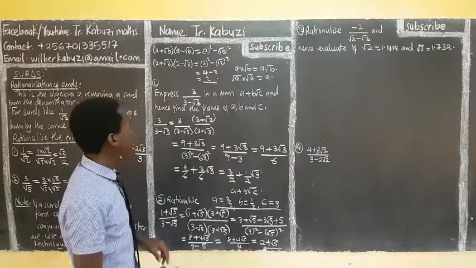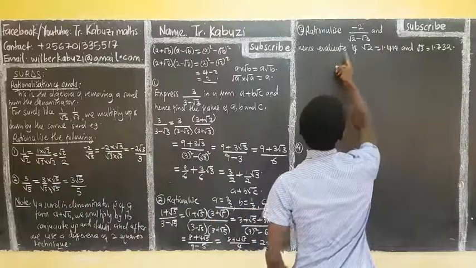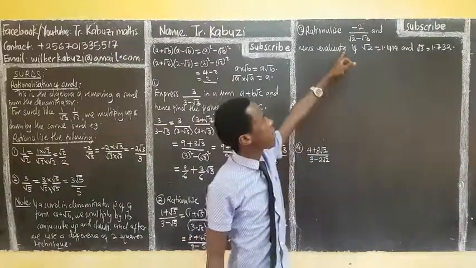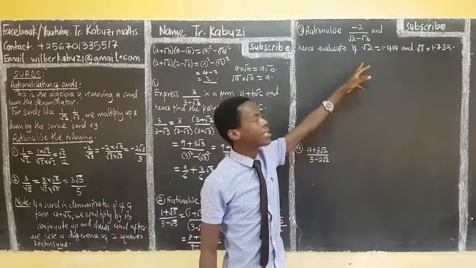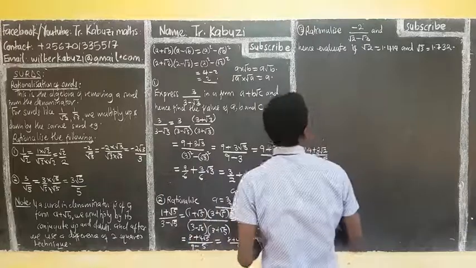When I come to the last one there, I mean the second last, rationalize and next evaluate. Now here, you first rationalize this, and then after that you substitute these values where these two are going to appear. Let us rationalize what I see.